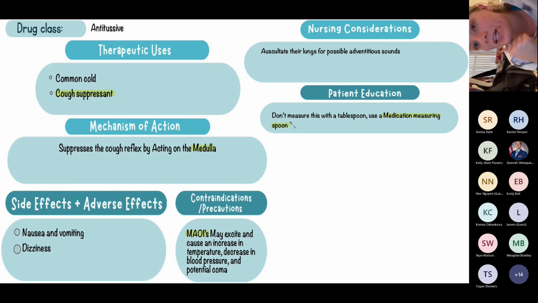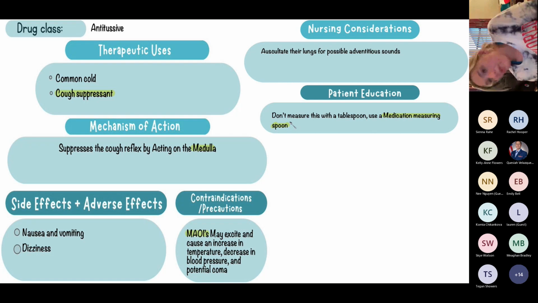Up next, we have antitussives. These are our cough suppressants. Please note that we cannot be on an MAOI with a cough suppressant, but these are very, very common. Cough syrup. Okay, so a big thing us as nurses need to be doing is if we're sending our patient home on an antitussive, especially like a mom for her kids, we need to make sure that they're measuring the appropriate dose with an appropriate medication spoon, that they're not taking their household tablespoon and giving it to their kid like that, because it might not be the right dose.